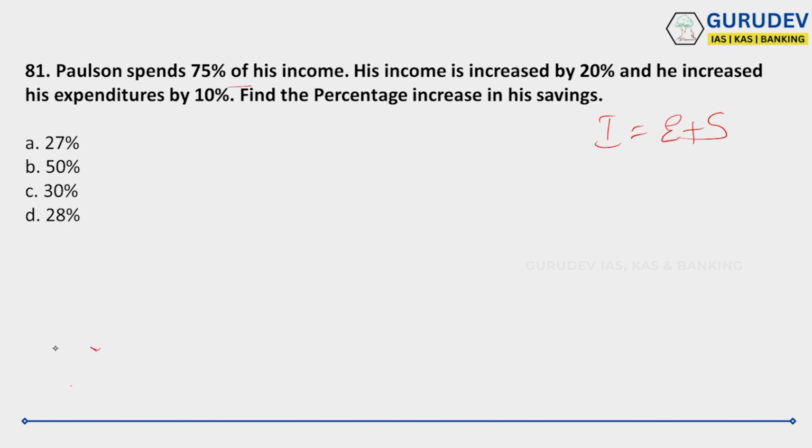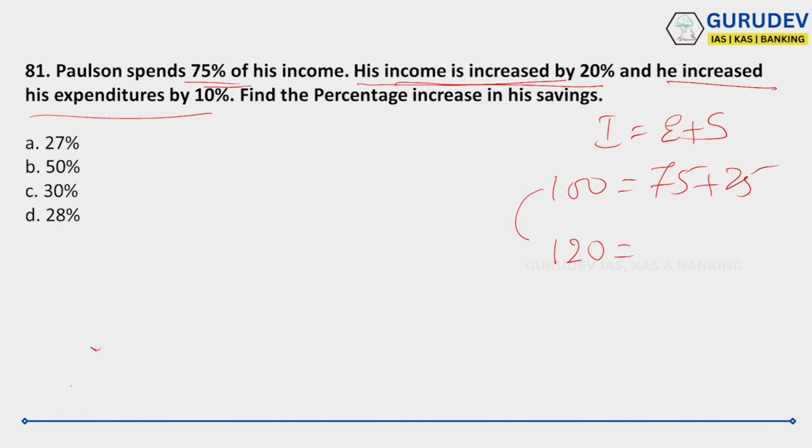Now if he says 75% of income he is spending, so 75% is his expenditure out of 100%. So savings will be how much? 25%. Next, his income is increased by 20%. Why have I taken 100 here? Because the percentage for 100 will be easy. So 20% increase. 20% of 100 is 20. So 120. Next, he increased his expenditure by 10%.